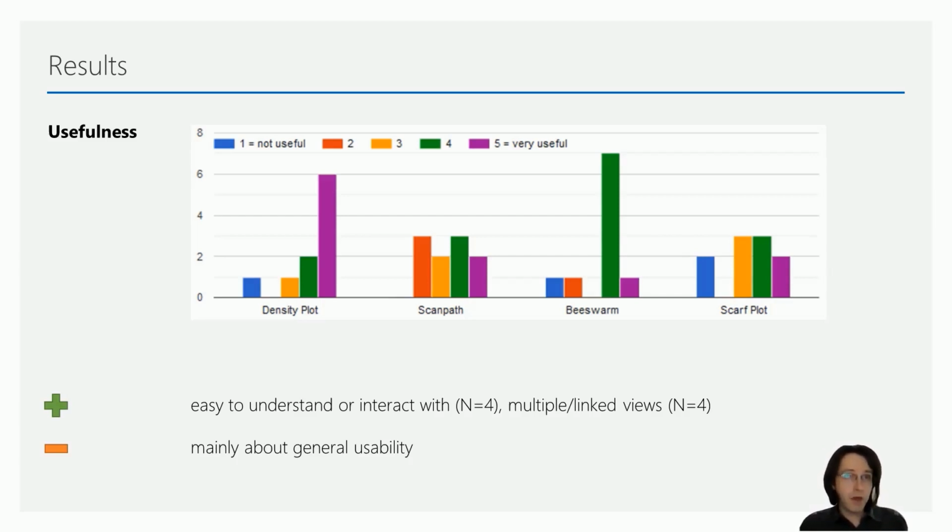Qualitative feedback in brief indicated that participants mainly appreciated that the tool is easy to understand and interact with, and that it offers multiple linked views with 4 mentions each. Drawbacks were mainly with respect to the general usability, and here participants offered several suggestions for improvement. More results can be found in the paper, but in general, the user study suggests the usefulness of providing linked customizable views. And it also showed multiple ways of moving forward with the tool.